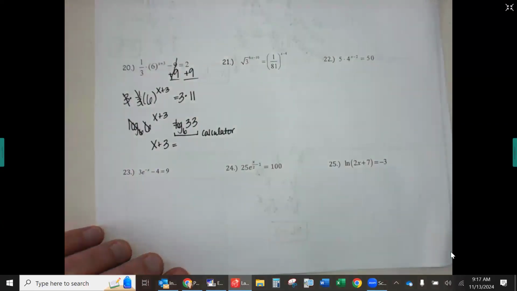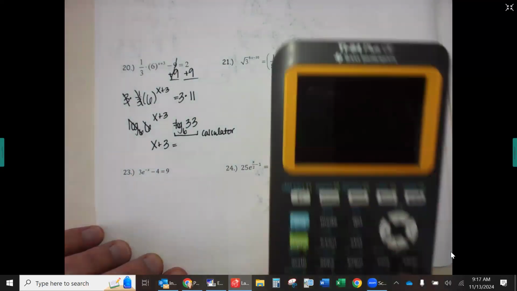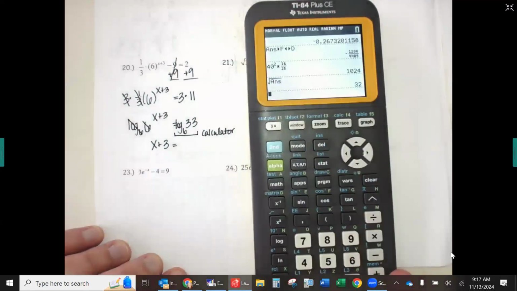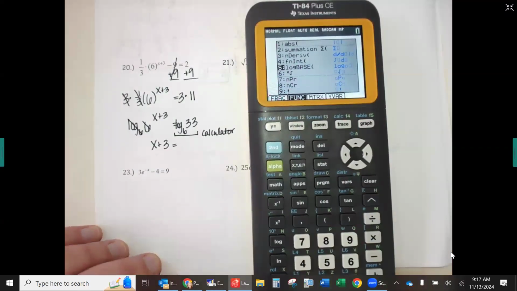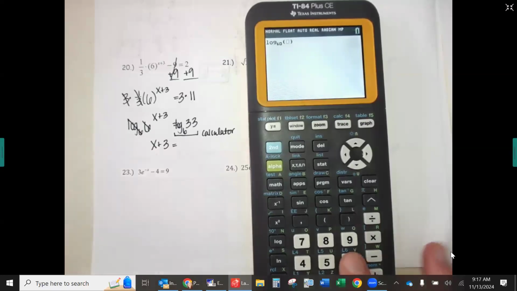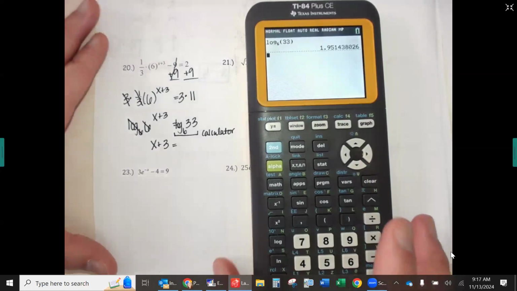Okay, so let me remind you how to do that, and then we'll add it to your little cheat sheet. So come over here to your calculator. Remember, it's alpha window, and then you're going to go down to option 5. It says log base. And then it should give you 2 boxes. You're going to put the small script number in the little box, the 6, and then a 33 in the big box. Okay, and remember, if it doesn't show up in the chart, it's going to come out to be a decimal. So it's 1.95.